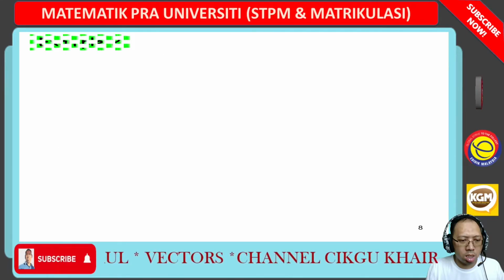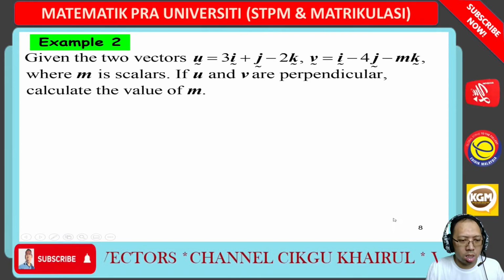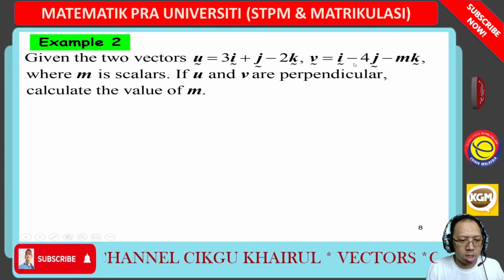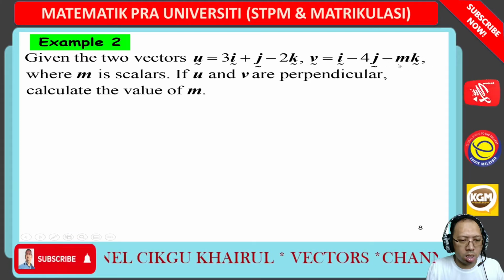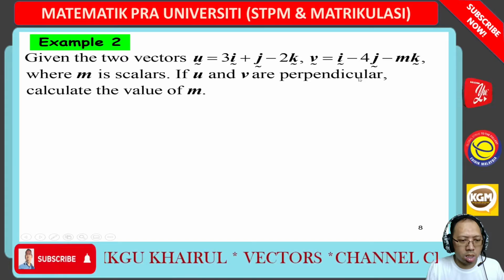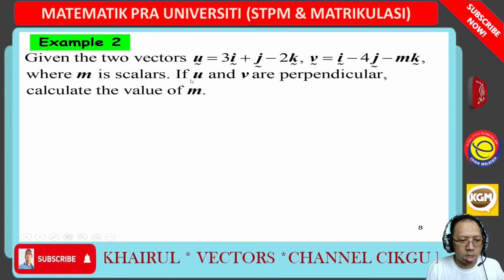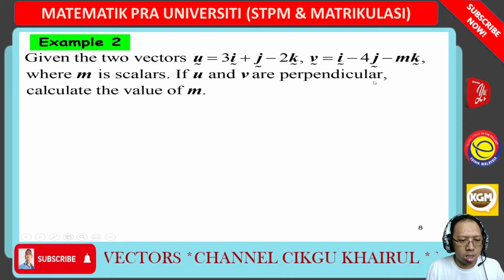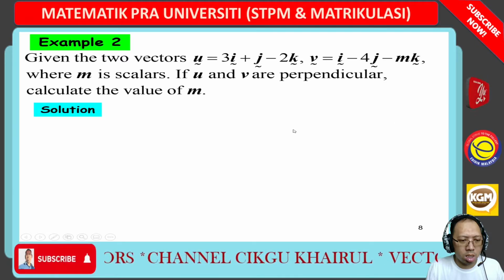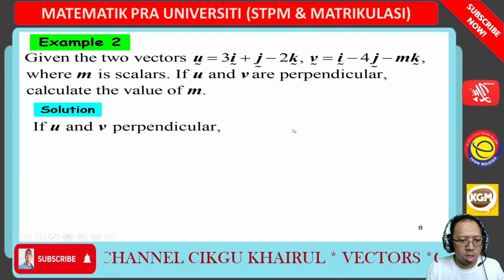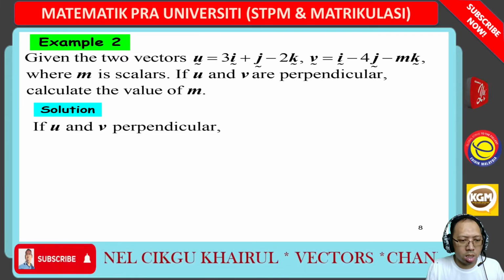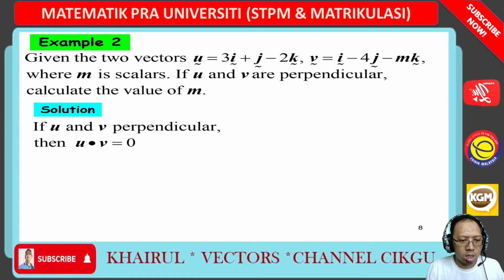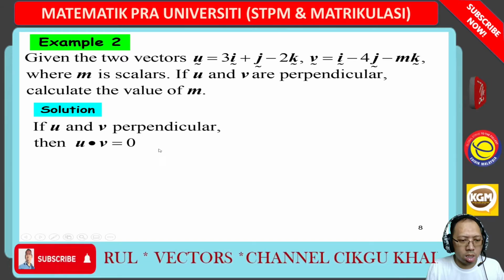So next, example 2. Given the two vectors u and v, u is 3i plus j minus 2k, v is i minus 4j minus mk, where m is a scalar. If u and v are perpendicular, calculate the value of m. This is the important statement. If u and v are perpendicular, according to the properties we saw in the previous slide, when they are perpendicular, it means u dot v equals 0. Okay, u dot v equals 0 is the property because of perpendicular.